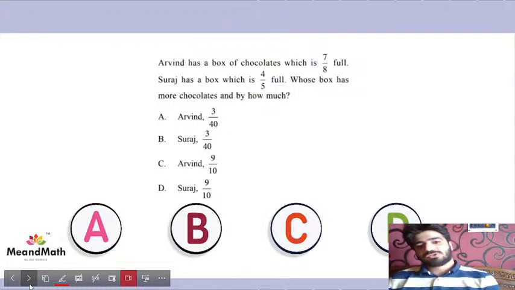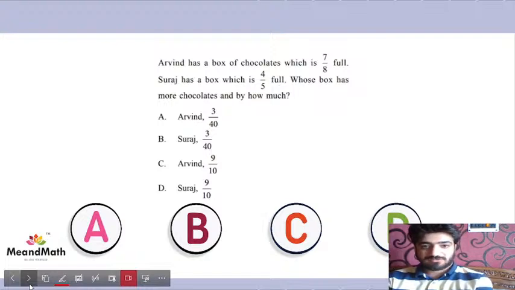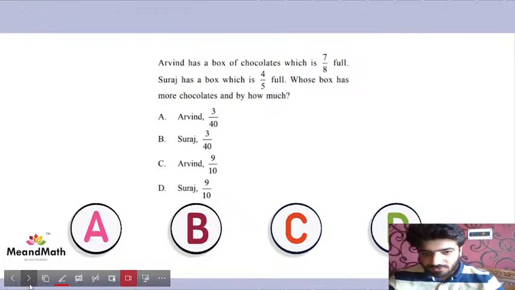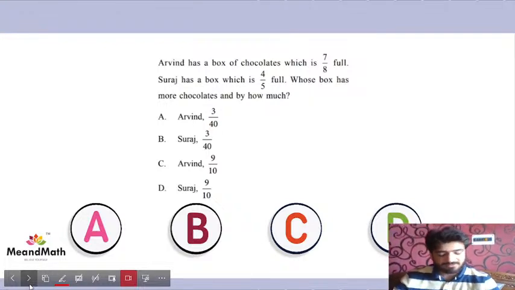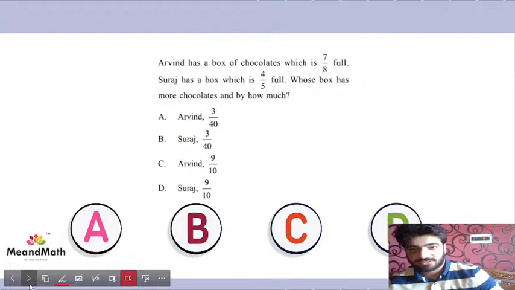So Arvind has a box of chocolates which is 7 by 8 full. Suraj has a box of chocolates which is 4 by 5 full. Whose box has more chocolates and by how much? So you need to first take 7 by 8 and 4 by 5, convert them into like fractions and then subtract. That will give you the correct option. This is very easy.